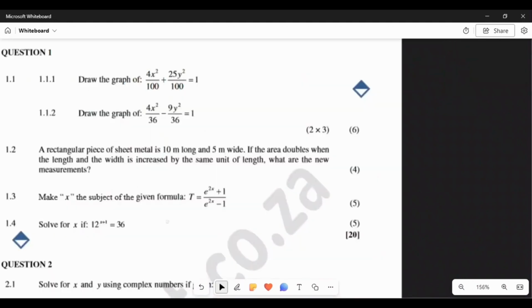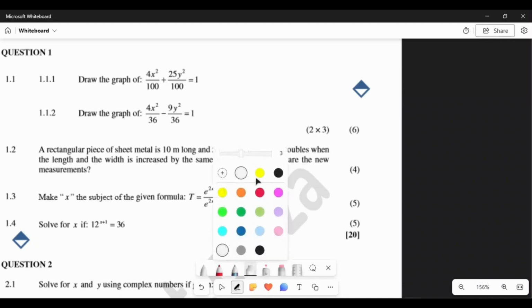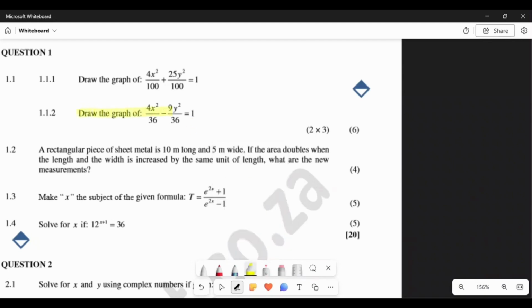All right, guys, before we do question 1.1.2, by the way, this is question 1.1.2. Let me just highlight it for you guys, very quickly. This is the one here, right?